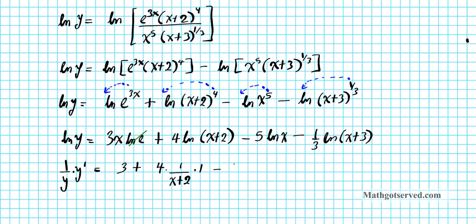Minus 5, factor out 5, differentiate ln x, it's 1 over x, minus 1/3, if you differentiate ln (x plus 3), it's going to be 1 over (x plus 3). Applying the chain rule, if you differentiate the parent function ln, you get 1 over the input, x plus 3, times the derivative of the input function, x plus 3, which is just 1. All right, so there you have it.